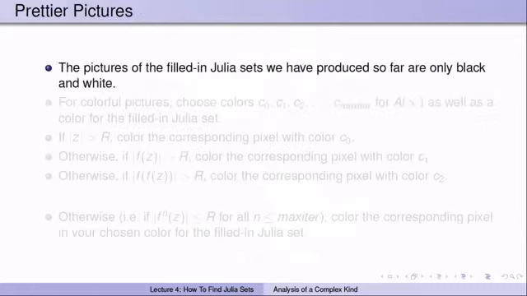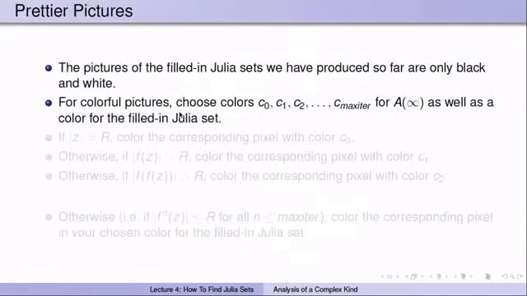The pictures we have produced so far of the filled-in Julia set are black and white. You've probably seen more colorful pictures. So if you wanted to produce a more colorful picture, you need to choose colors C0, C1, C2, up to C_max, however many iterations you're allowing your computer to go through.